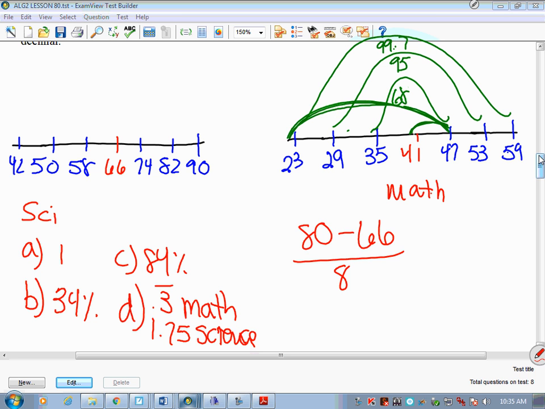Okay? We got one last portion here, right, on E. On which portion did Micah score better compared to the rest of the class? The 80 in science or the 43 in math? The 80 in science, right? The science portion. All right, so we would say E is science.